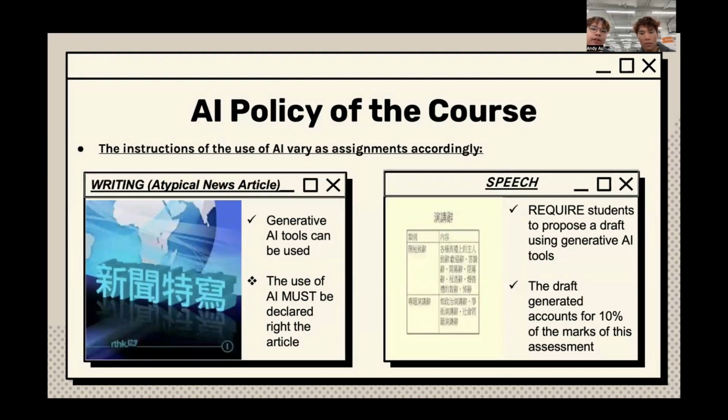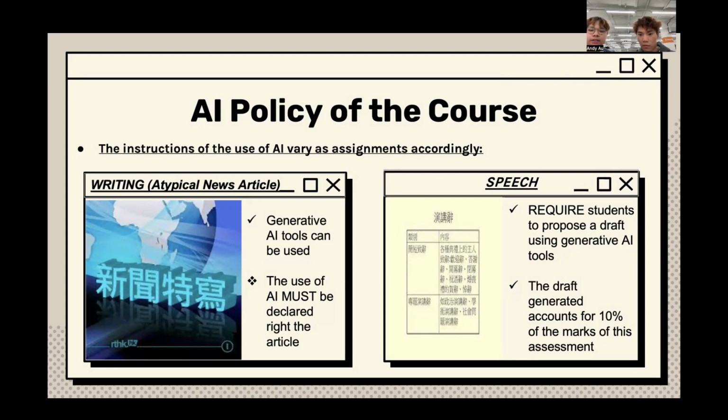So let's talk about the AI policy of the course. The instructions on the use of AI vary by assignment, which means different assignments have different AI use instructions. Like the writing of a typical news article, it says that generative AI tools can be utilized, but the use of AI must be declared right after the article.